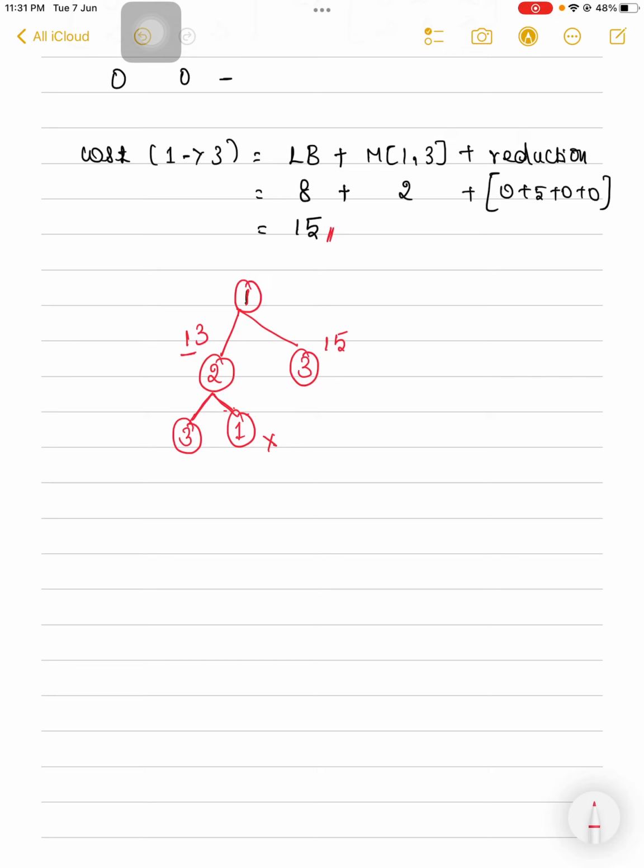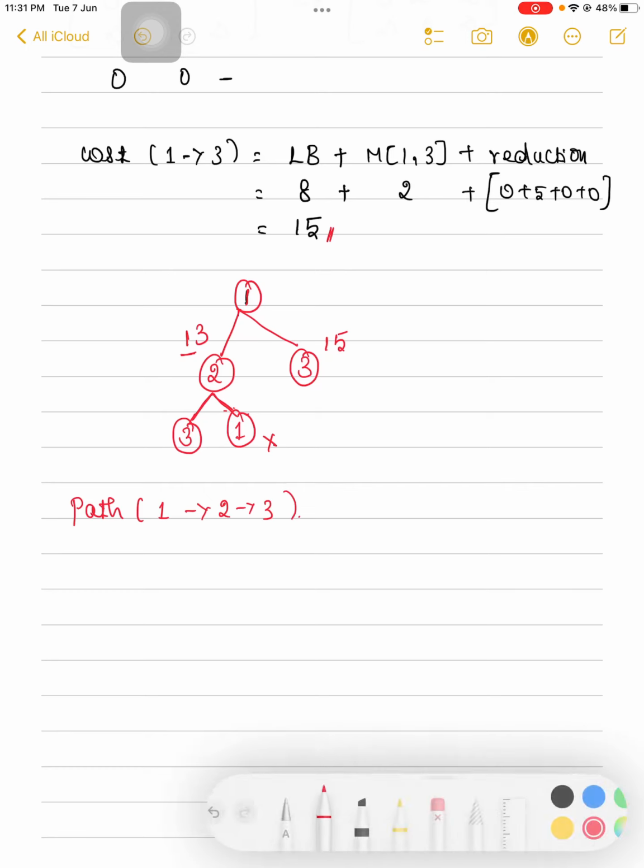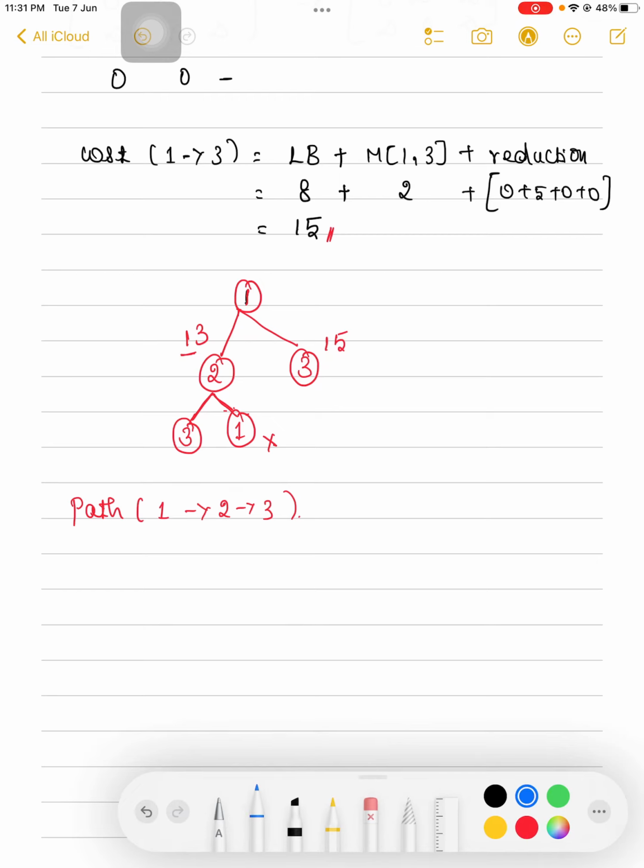Now for path 1 to 2, we already computed the lower bound value, that is 13. We already computed the cost. But for the path 1 to 2 to 3, we haven't computed the cost yet, right? So now it's time to compute the lower bound value for the path 1 to 2 to 3. Again, as usual, there are 3 steps we are supposed to perform.